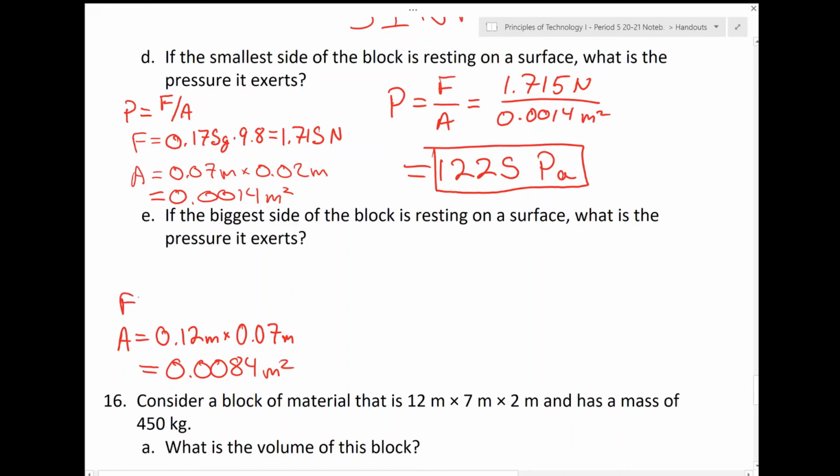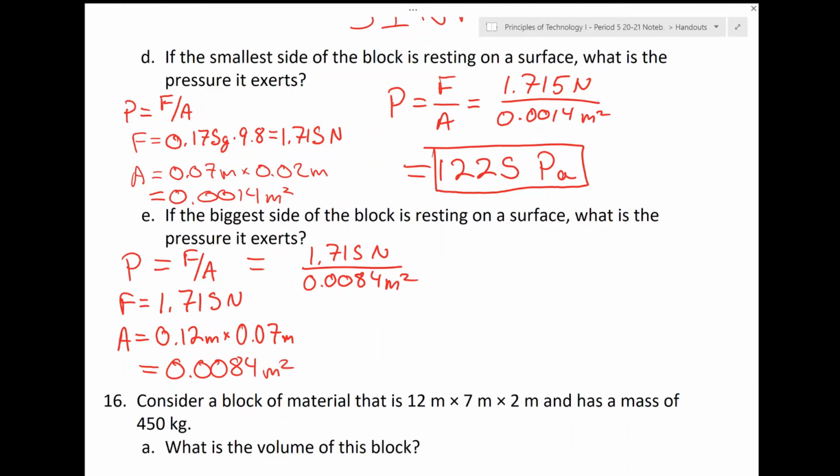The force is the same because the block is the same weight, 1.715 newtons. And again, we're looking for pressure, which is force divided by area. So we take the 1.715 newtons divided by 0.0084 square meters, and we get 204.17. Again, newtons divided by square meters, pascals.